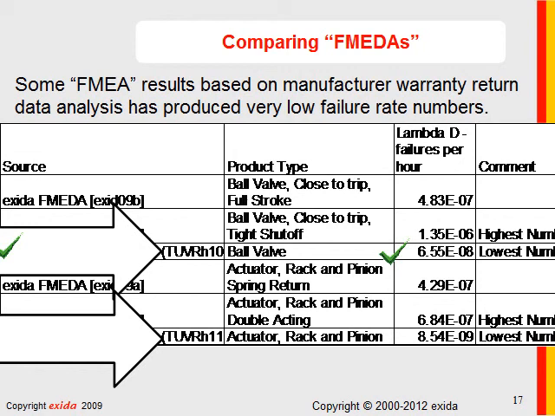What about, here's another set of numbers, actuator numbers. These are 3 numbers for rack and pinion spring return actuators. Exida FMEDA results come in between 4 and 6 times 10 to the minus 7. And another number published by another certification agency came in at 9 times 10 to the minus 9. That's a very low number. Wow, this must be some super design. What do you think the problem is? I have a clue for you.